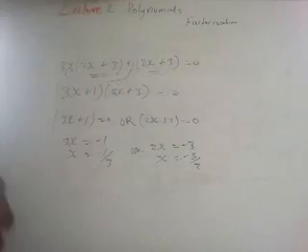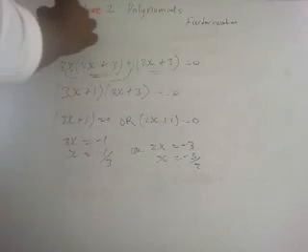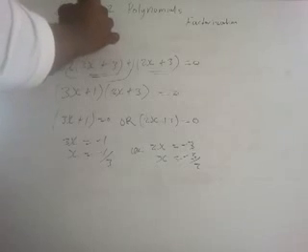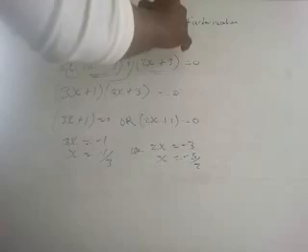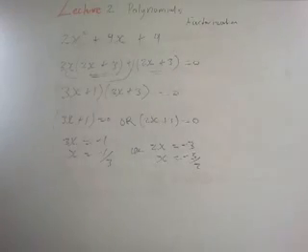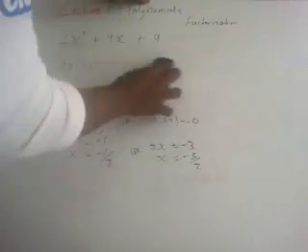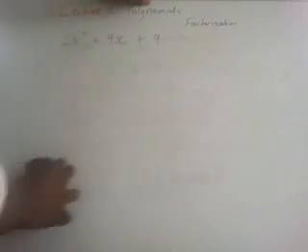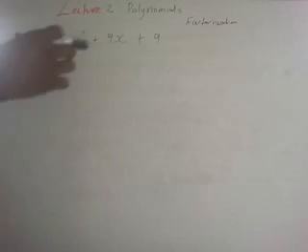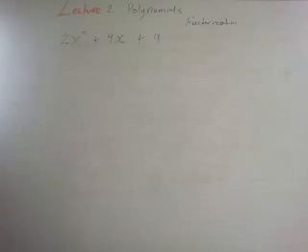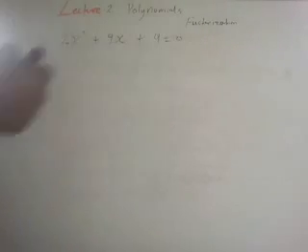Now let us go ahead and do another. 2x squared plus 9x plus 9. Now what we need is two numbers that we can replace 9x with, so that we can have 4 terms in the equation or in the expression. This is called an expression. Let us do an equation.